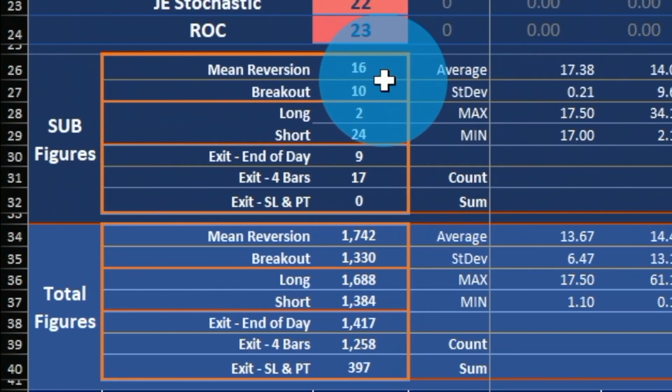So out of the 26 strategies, 16 of them are mean reversion, 10 of them are breakout, 24 of them short side, and 2 long. So this is not a fluke. This market tends to work very well with the short side rather than the long side. 24 short strategies, randomly selected from all these indicators that passed a robustness test, work on the short side. Only 2 work on the long side.